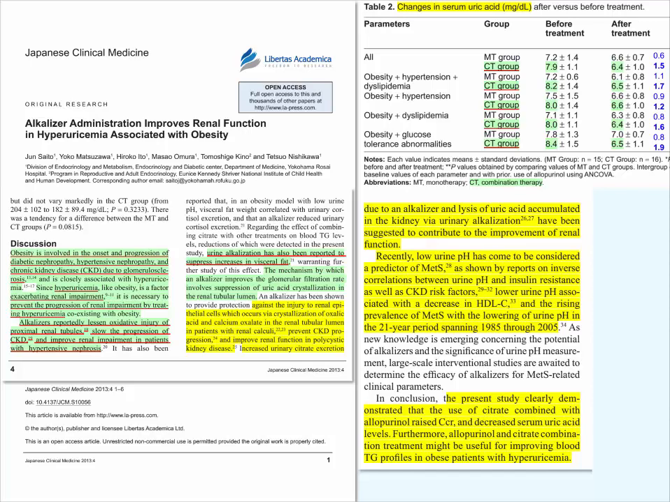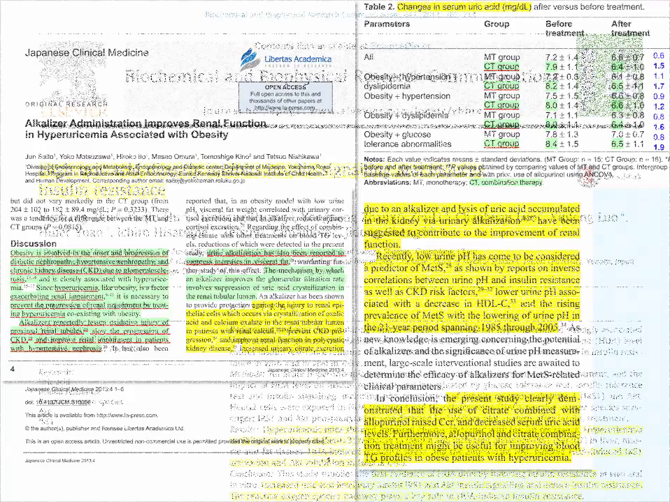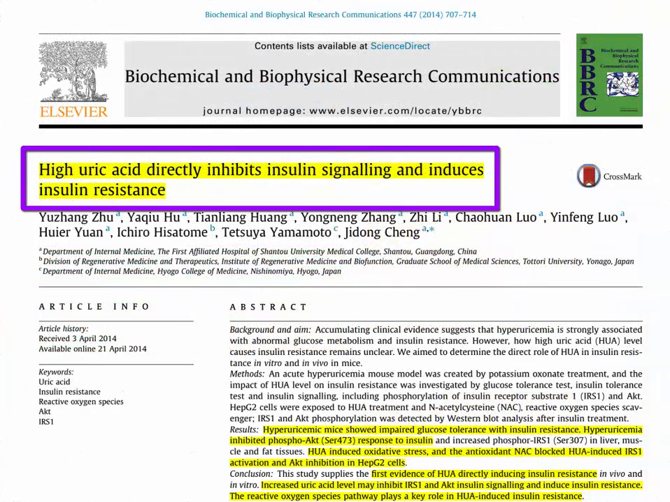So you'll see in the final paragraph on that page, in conclusion, the present study clearly demonstrates that the use of citrate combined with allopurinol raised creatinine clearance, which means it improved kidney function and also decreased serum uric acid levels. Furthermore, allopurinol and citrate combination treatment might be useful for improving blood triglyceride profiles in obese patients with hyperuricemia. Again, uric acid appears to promote insulin resistance, so lowering uric acid levels by the administration of citrate to improve uric acid excretion by the kidneys helps to reduce insulin resistance, and that helps to improve the blood triglyceride profile in these patients with obesity and hyperuricemia.